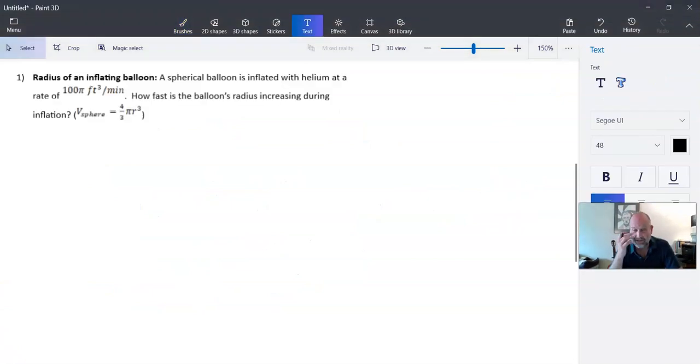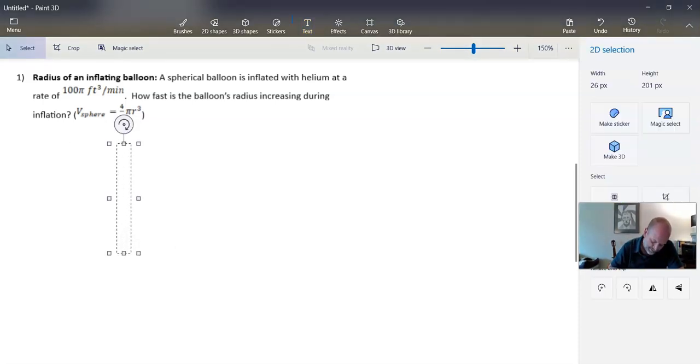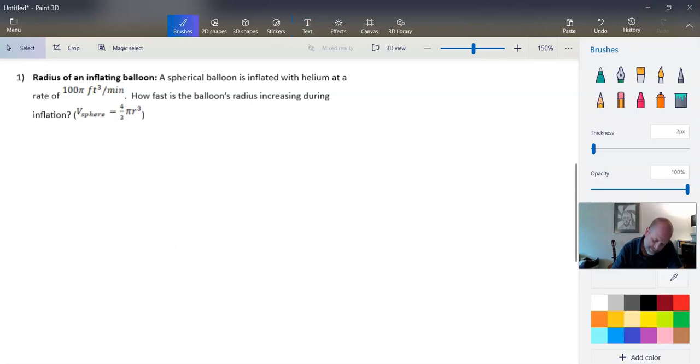Okay, so our second example has a little more of a physical presence. We're talking about a spherical balloon, and it's being inflated with helium at a rate of 100 pi cubic feet per minute, which is an exorbitant rate. That is super fast. Anyways, what we're talking about here, let's see. Oh, that is not right. Let's try that again.